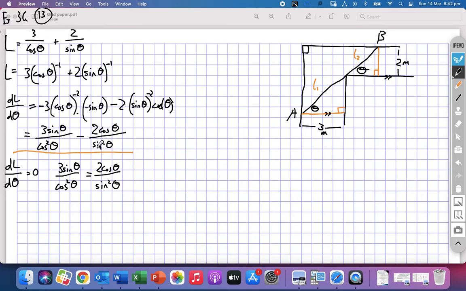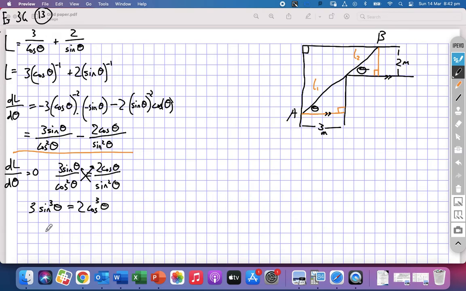Now, we need to keep going here. Let's times both sides by sine squared, and times both sides by cos squared. So this is a little cross multiplication step. We'll get 3 sine cubed theta. I've got the squared times the sine makes cubed. 2 cos cubed theta.